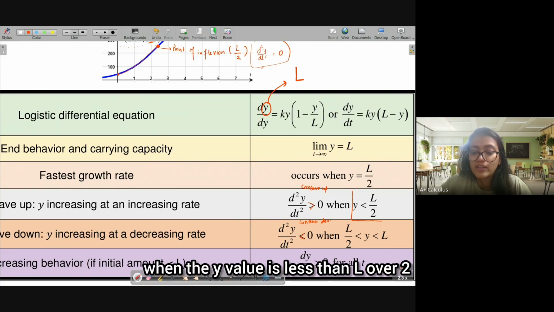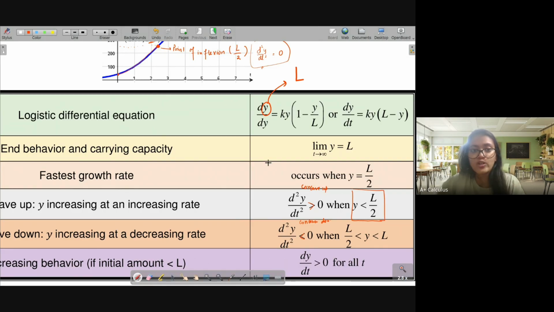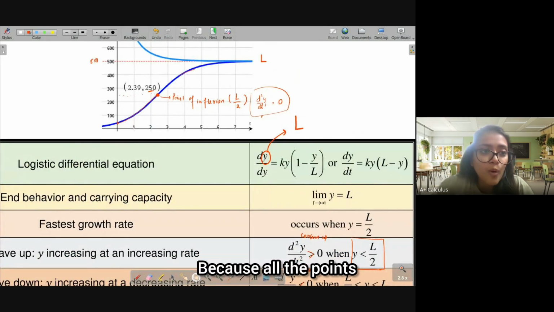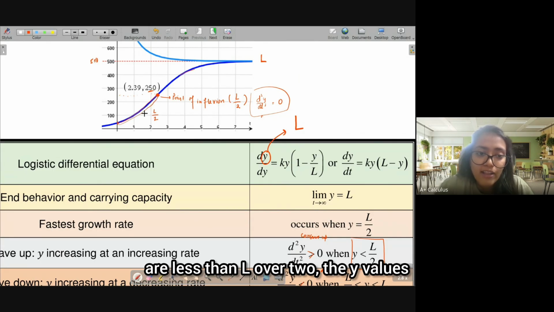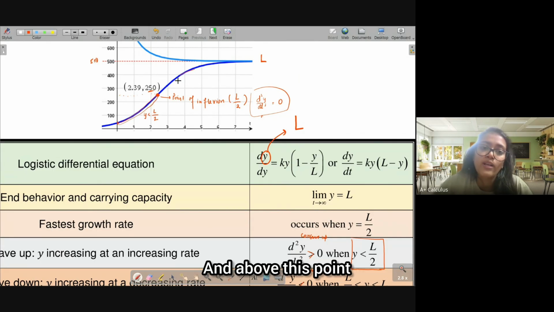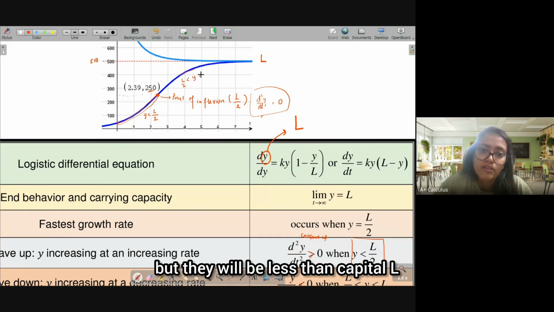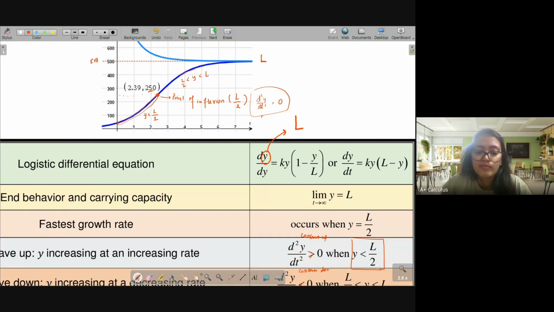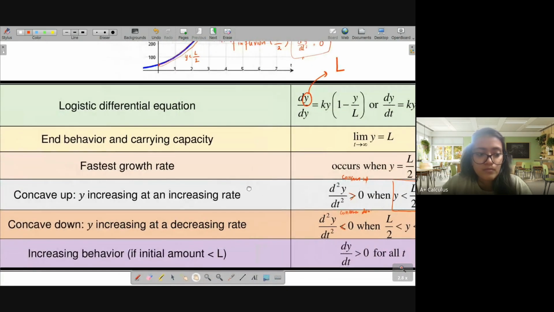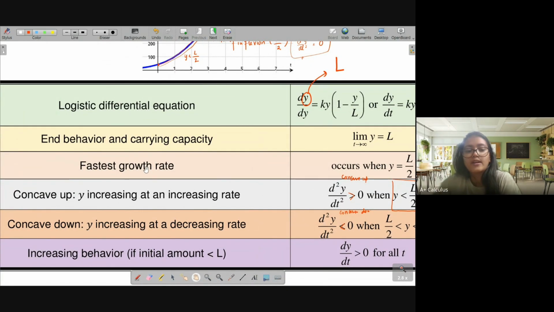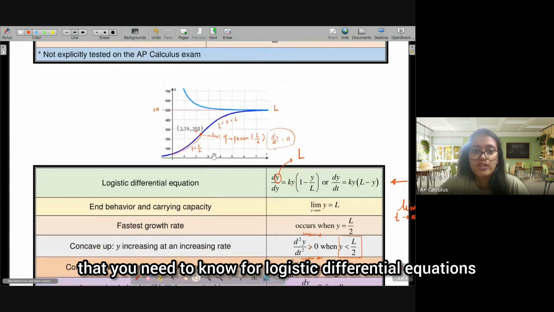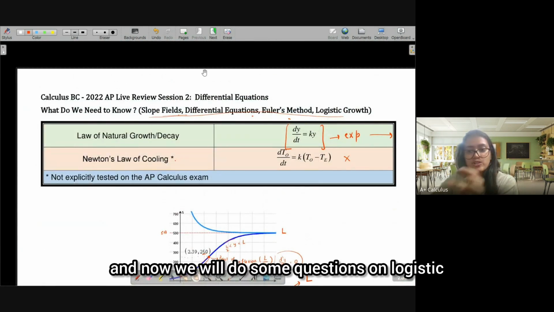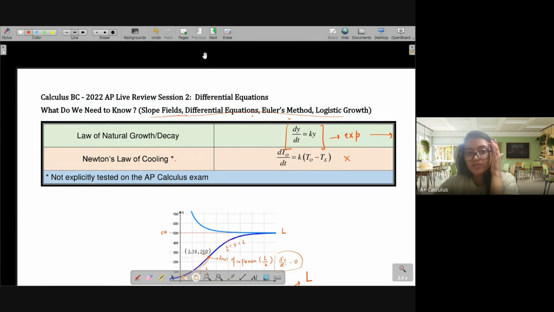So this happens when the y value is less than L over 2, right? Because all the points here are less than L over 2, the y values. And above this point, the y values are greater than L over 2, but they will be less than capital L. Okay. This is the only thing that you need to know for logistic differential equations. And now we will do some questions on logistic differential equations first.